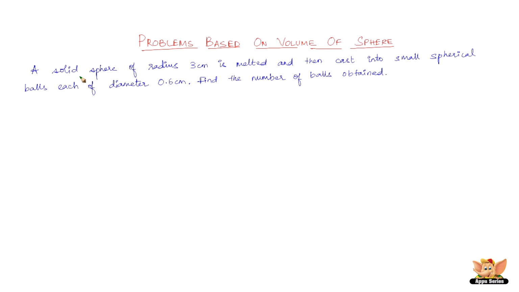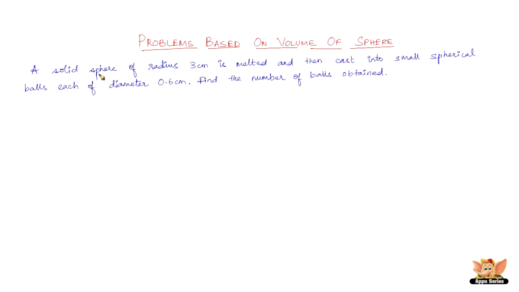This problem is nothing but a solid sphere of radius 3 cm that is melted, and then it is cast into small spherical balls, each of diameter 0.6 centimeters. Now, we have to find the number of balls obtained. So here, the key is the volume of the solid sphere of radius 3 centimeters should be equal to however many balls we make out of it. Because we have only so much melted solid and we can make only whatever is possible out of it.